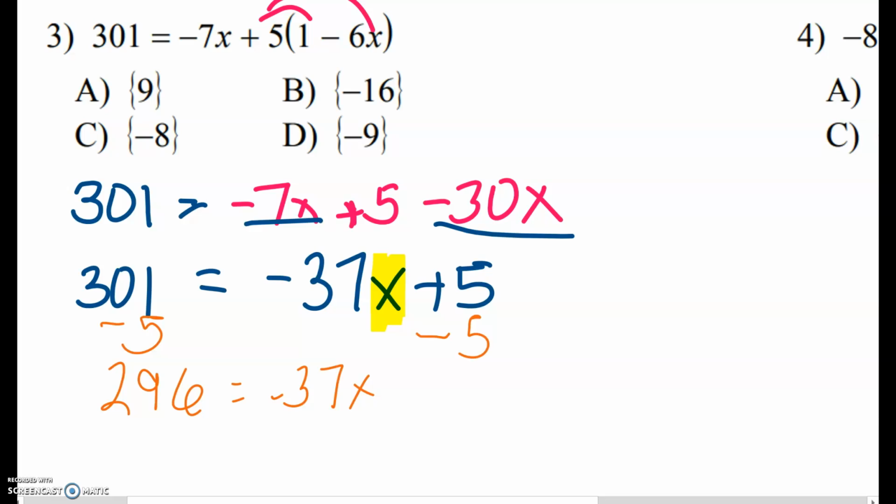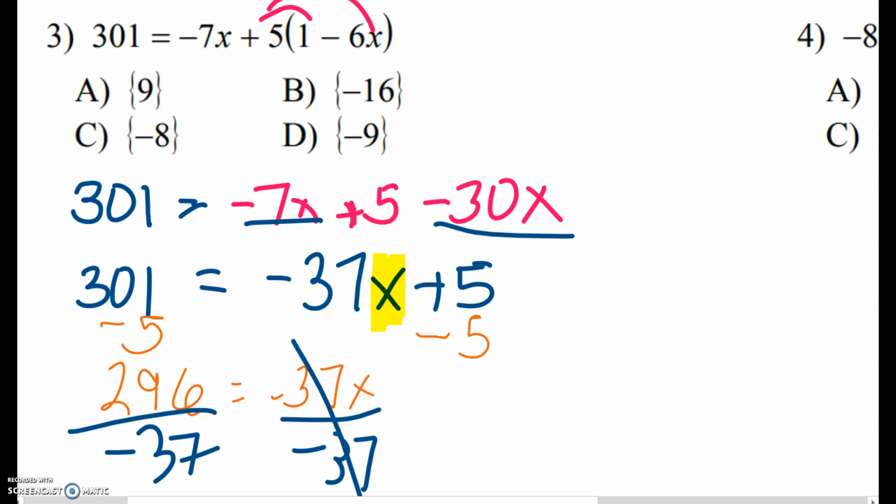When we divide by negative 37 on both sides, we know that a positive divided by a negative is negative, so we know it's got to be a negative answer, so it can't be 9. And when you divide that out, you get negative 8.